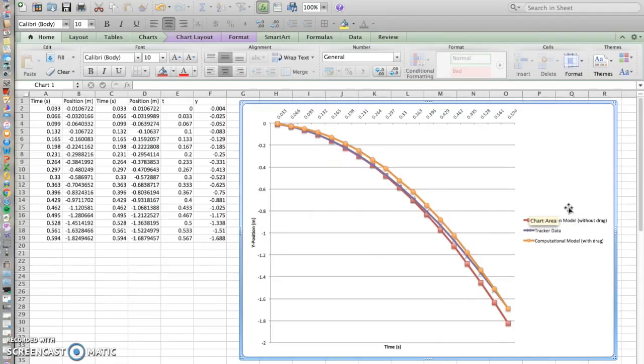Here is my graph comparing my two models with my data from Tracker. Because I use my observed data as initial conditions, all the plots show similar data towards the beginning. As I get to the middle, my data is more similar to the model without drag, and then towards the end it becomes more similar to the model with drag, which makes sense because I found B with my data.